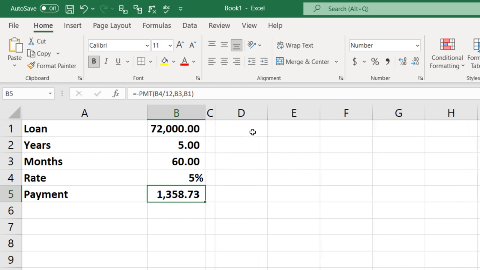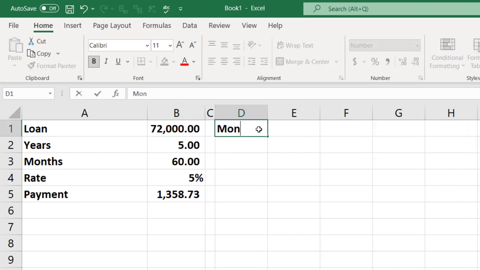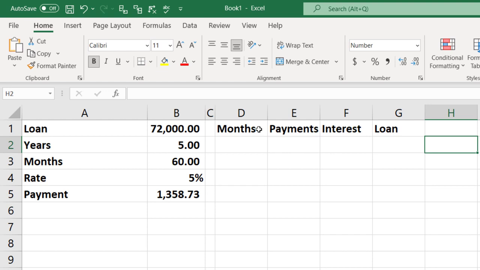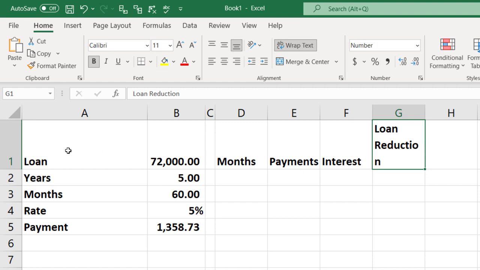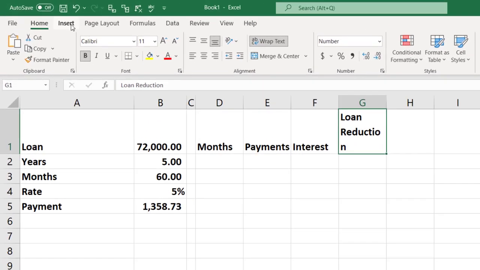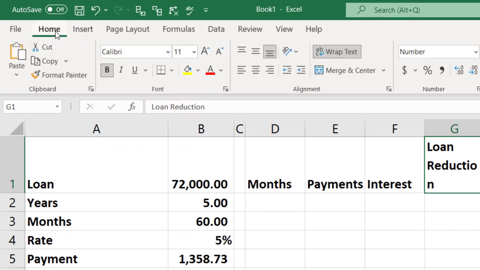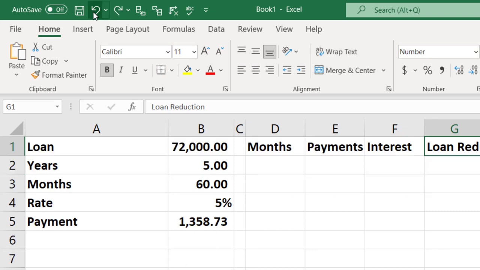Then we're going to build up our table on the right-hand side. I'm going to have the months, the payments, and then we've got interest, and then the loan. And notice when I have a long heading, I could say loan reduction and then wrap the text, alignment and wrap. But that really messes up everything to the left and the right of it. So if I planned on going to insert and making a table, then I would do that. If not, and I just wanted to format it nicely, I'm going to undo that.